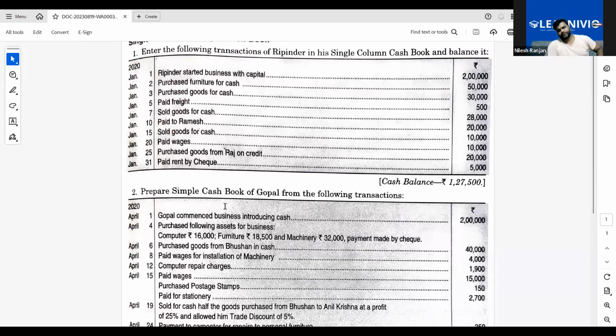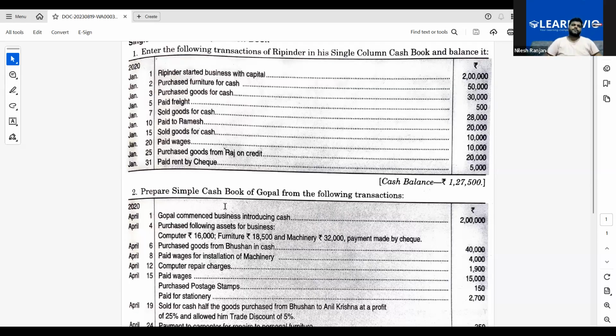Okay, so first I'll say the debit side. January 1st, to capital account, 2 lakh. Then under that, we have the 7th January to sales account, 20,000. Then we have Jan 7, 28,000. And then we have 15th Jan to sales account, 10,000.